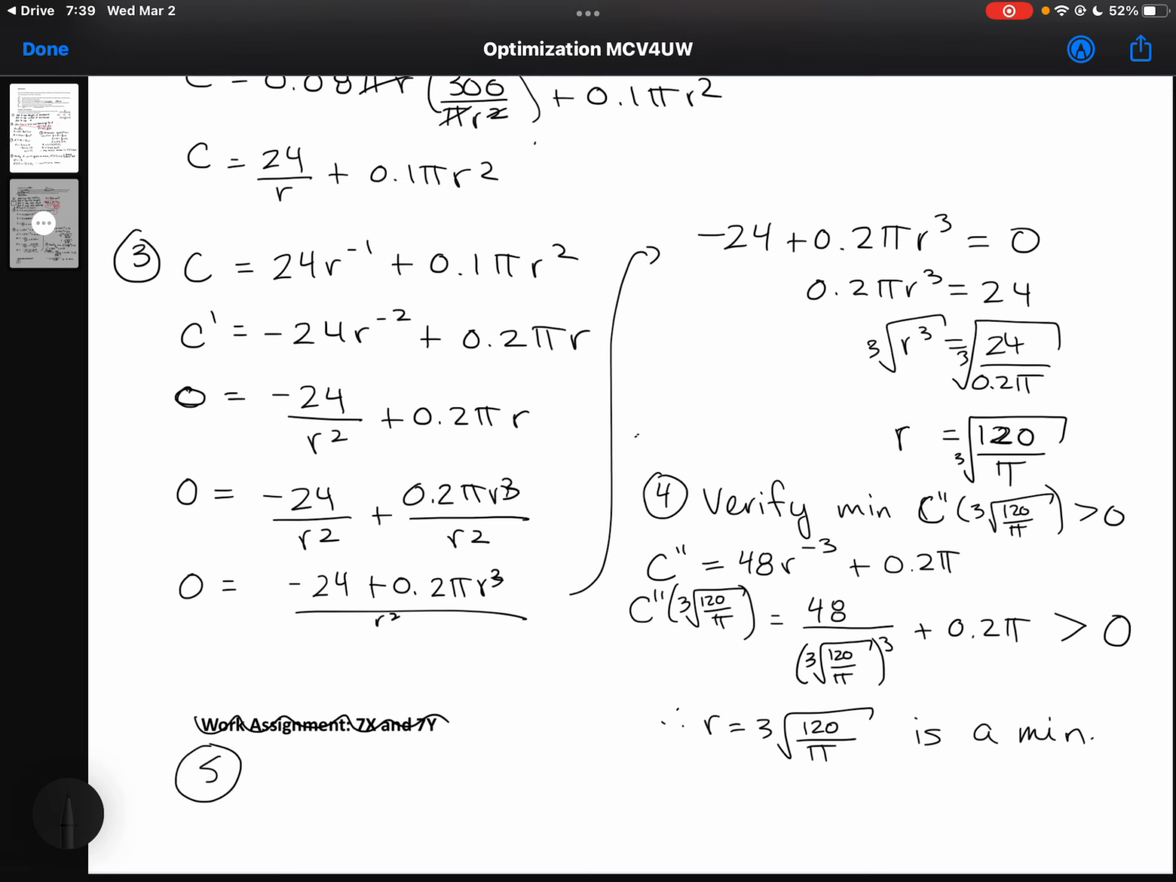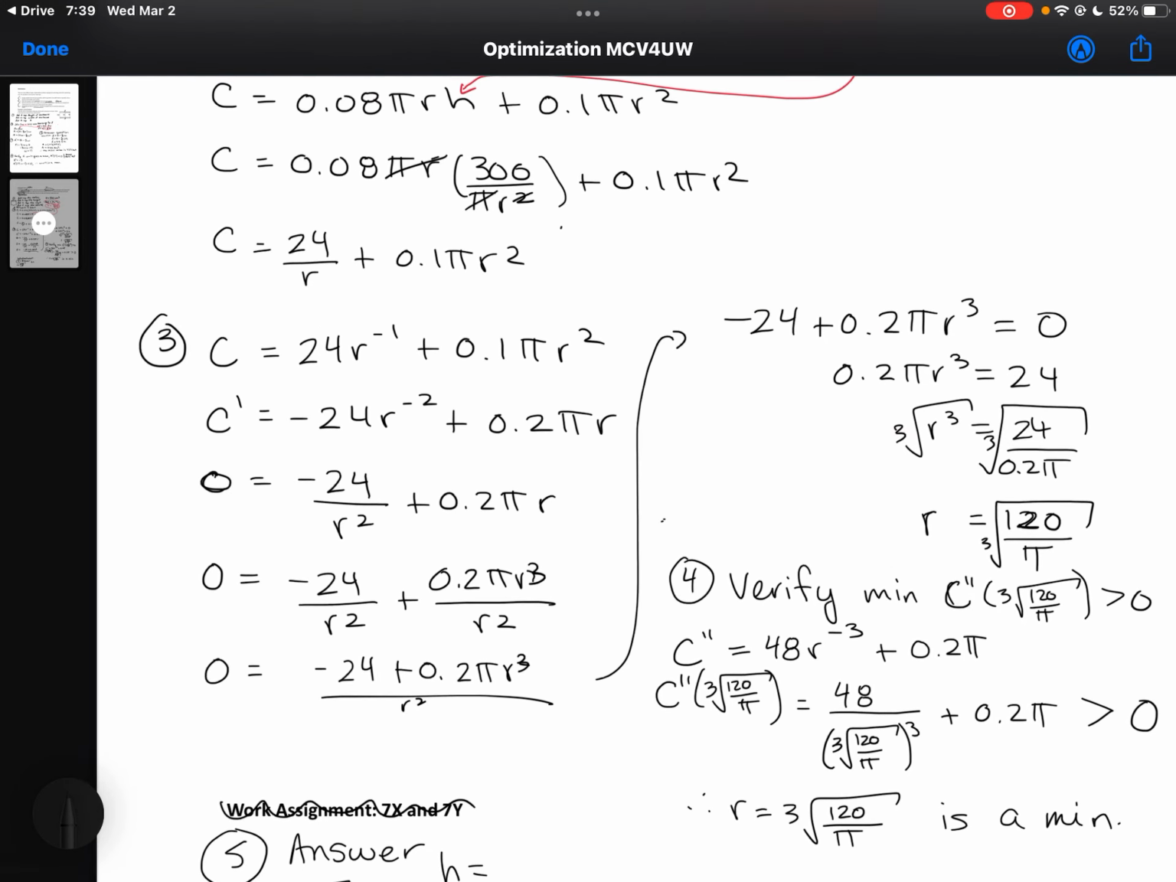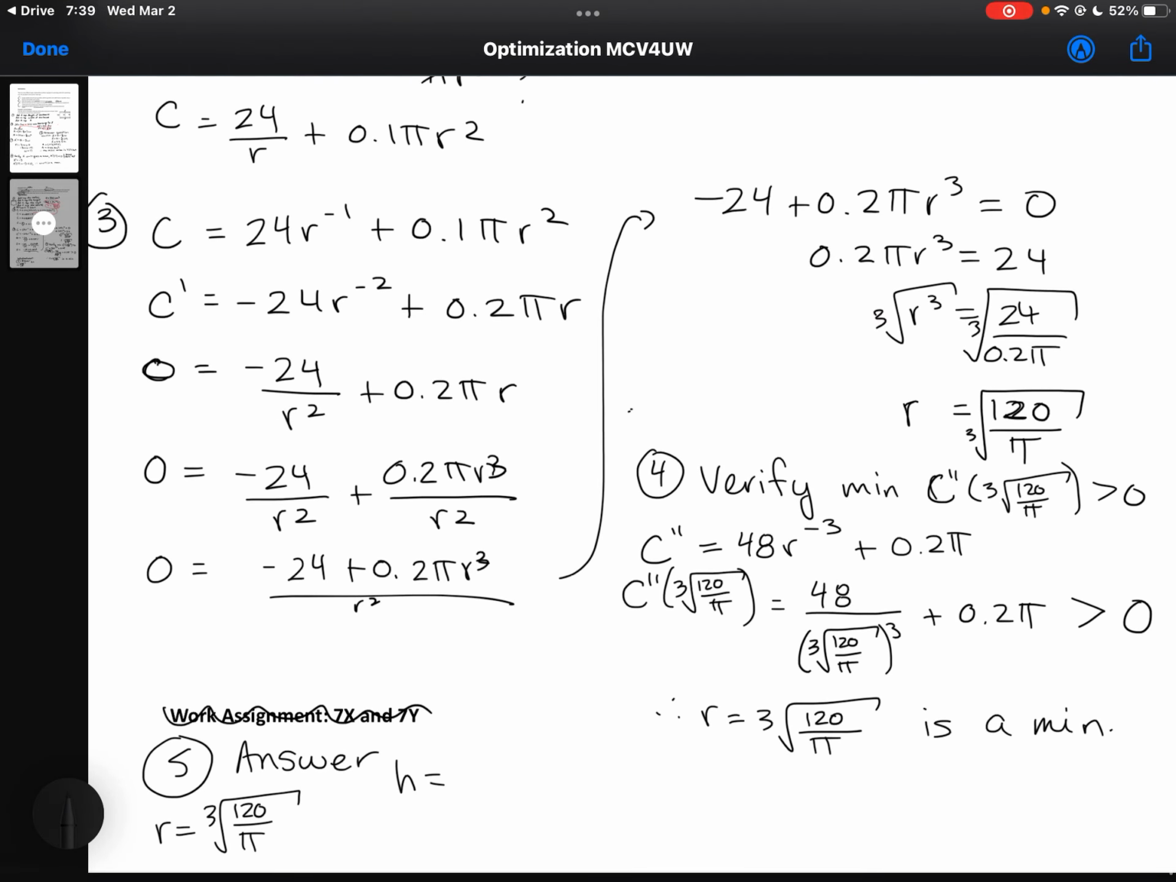Now our step number 5, we should add that to our steps at the top, is to actually answer the question that's being asked. So I'm looking for the dimensions. I already have one, the cube root of 120 divided by pi, and then I need to figure out what h is equal to. So I have my expression for h. I'll go back up a little bit. 300 divided by pi r squared. So I can substitute in my value for r.